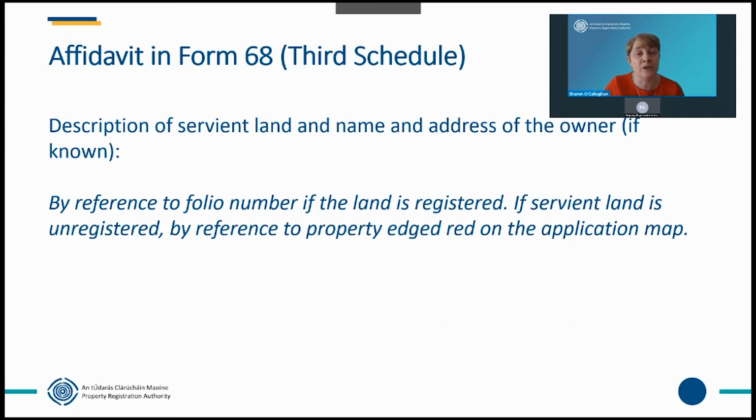If the servient land is unregistered and the owner is unknown, the applicant should show all the relevant searches that have been carried out. If the owner cannot be established, our office will issue guidelines regarding a newspaper and site notice, but only when we reach the notice stage.